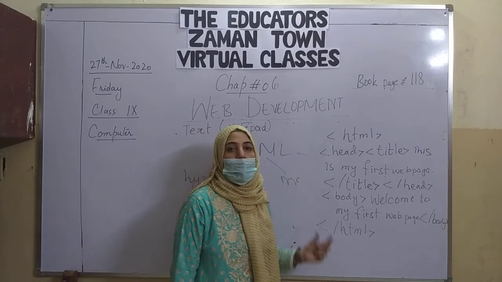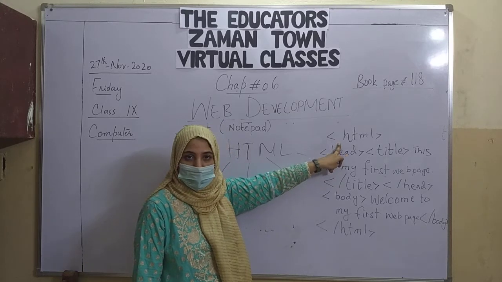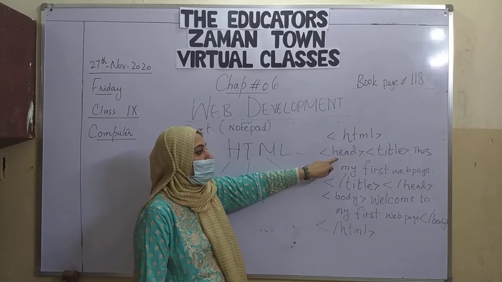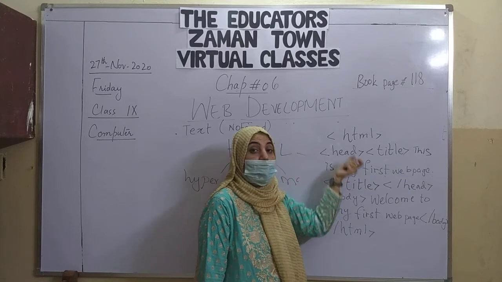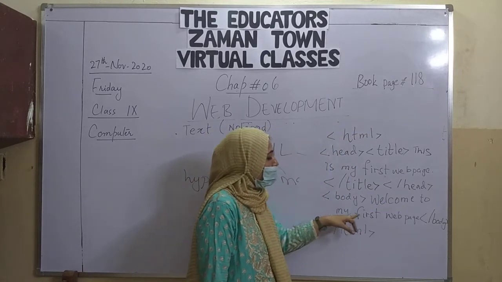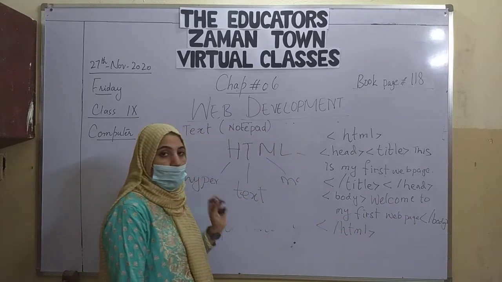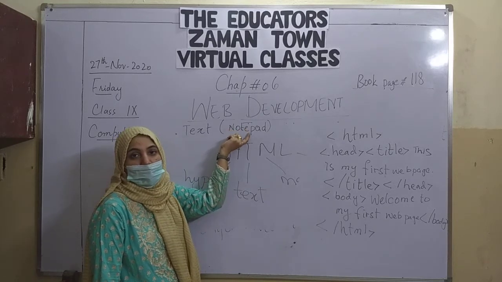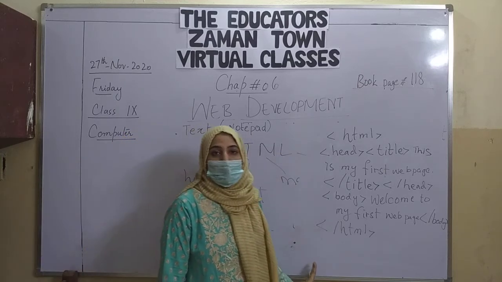This is the small coding for the beginners. First I write the HTML tag, lastly I close the HTML tag. Then I write the head tag, title, this is my first web page. This is the title of my web page, and in the body tag I write welcome to my first web page. So after this you write the code in any text editor. I use Notepad. First you have to open the Notepad and then write the HTML code.